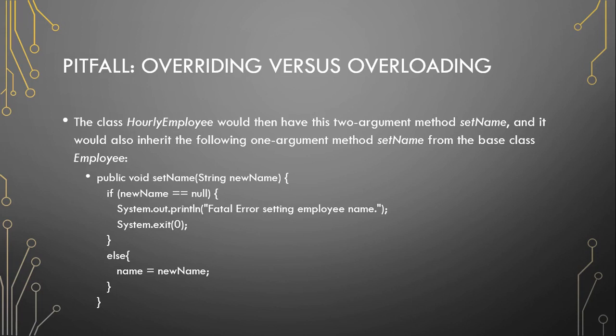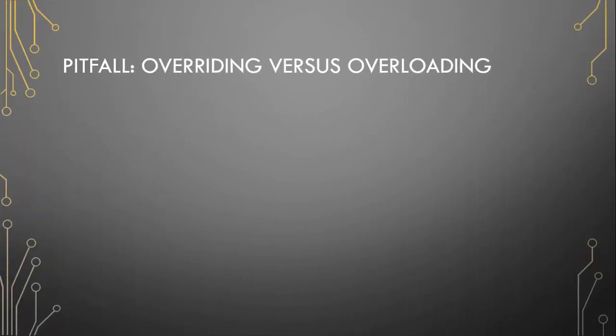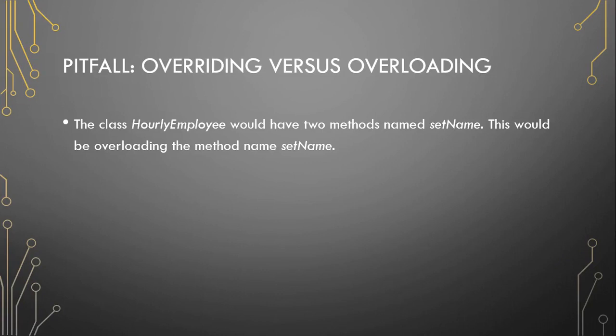All right. The class HourlyEmployee then would have this two-argument method setName, and it would also inherit the following one-argument method setName from the base class Employee. public void setName(String newName): if newName is equal to null, fatal error, crash the system, else name equals newName. All right. So now there's two ways of pretty much setting the name. The class HourlyEmployee has two methods named setName. This would technically be overloading the method that is named setName. And remember, when you do this, you have to specify different parameters.